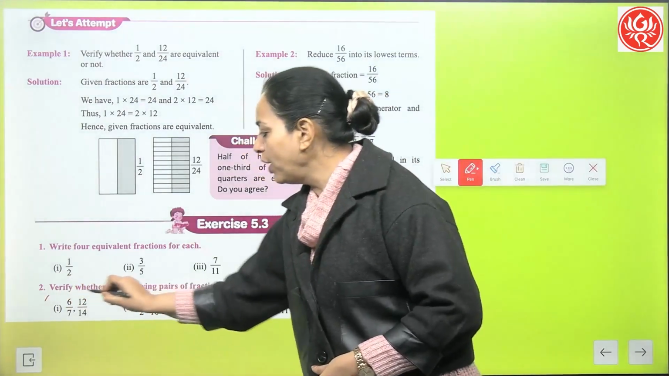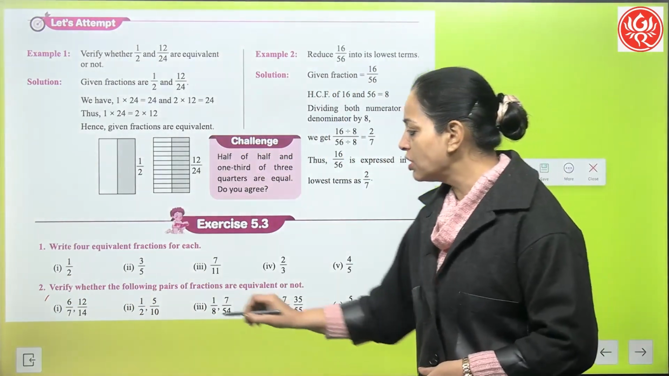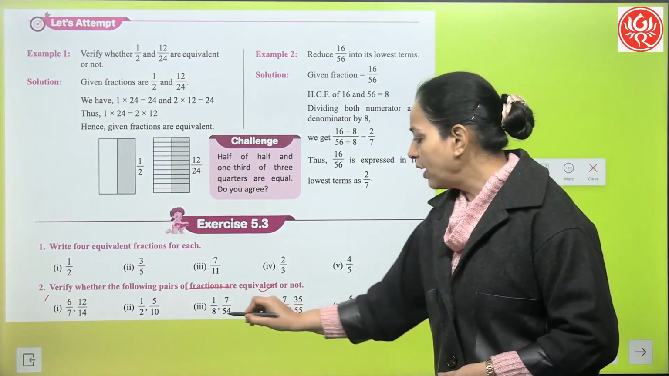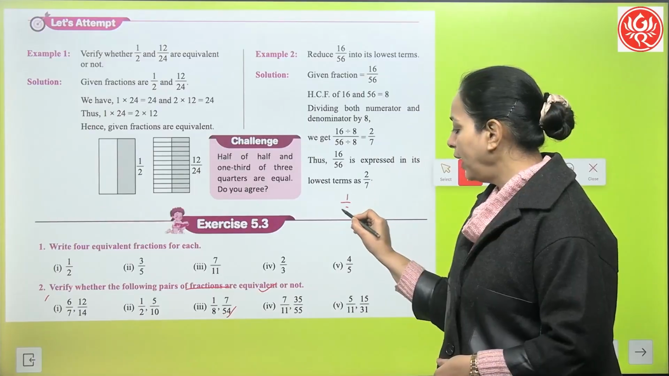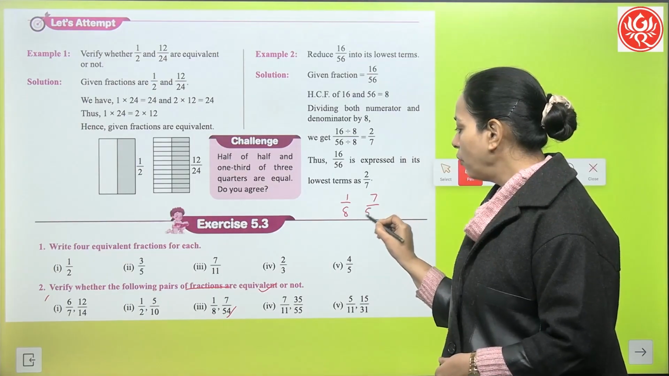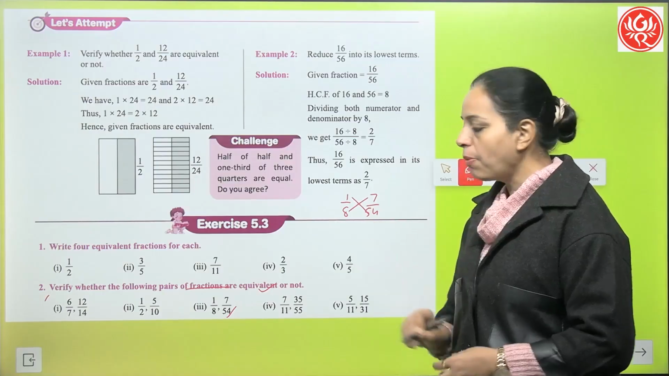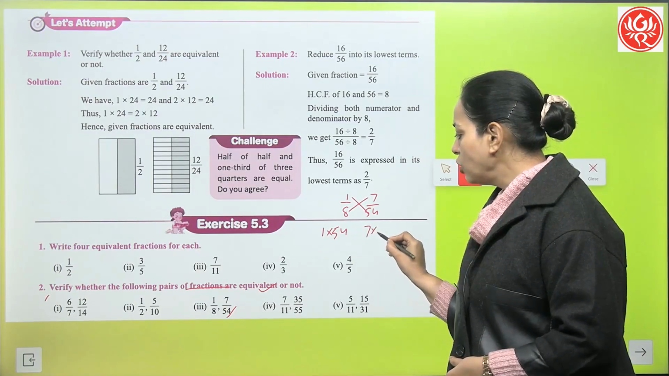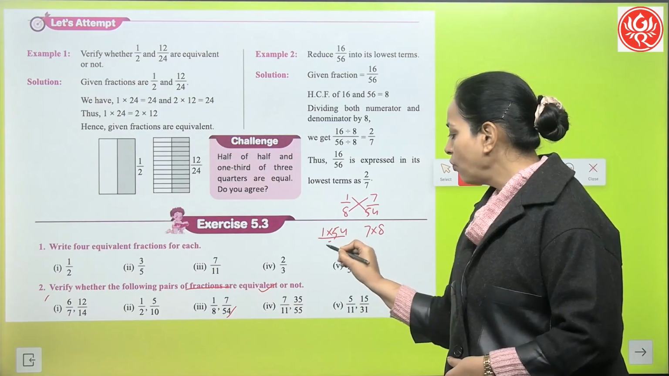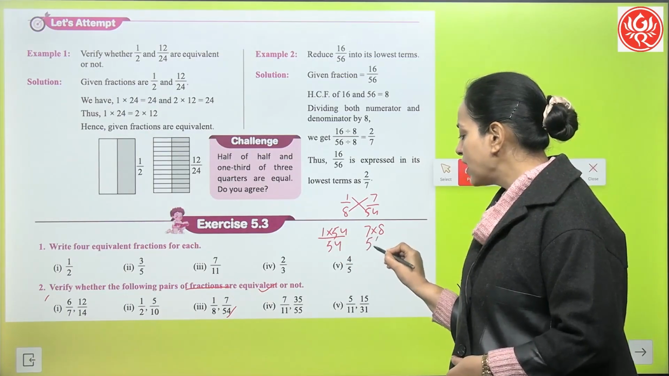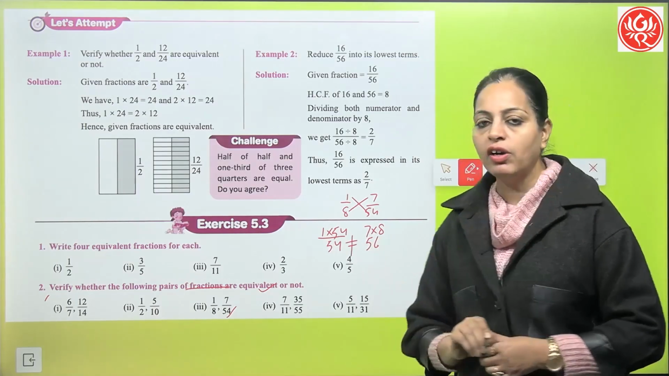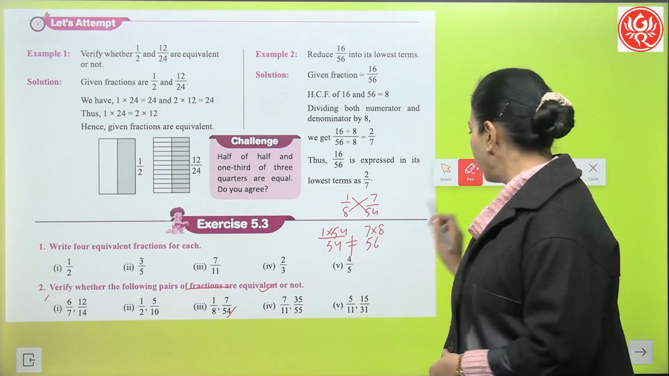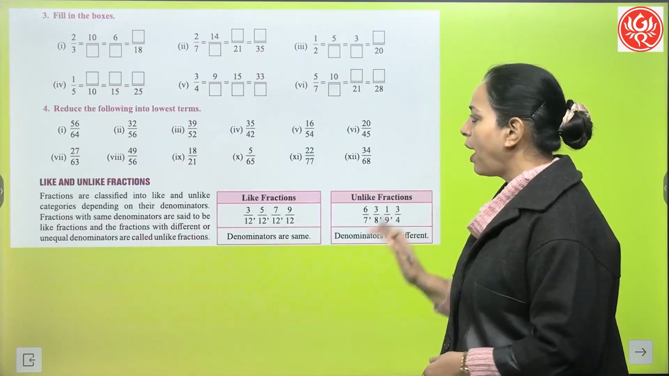Now the second one, verify whether the following fractions are equivalent or not. So what to do? Like here, third part, 1 by 8, 7 upon 54. So cross multiply, 1 into 54 and 7 into 8. So this is 54, this is 56. These are not equal, that's why these are not equivalent. So very simple, you can try the remaining parts.